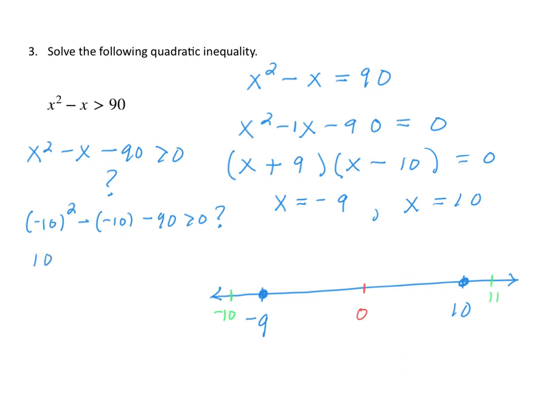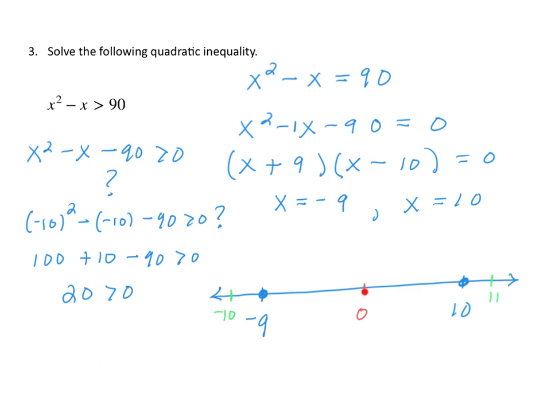Well, that's 100. That's really plus 10 minus 90. Is that greater than 0? And the answer is yes. If you have 110 and you subtract 90, that means you have 20 left over. And this is a true statement. Since negative 10 works in this inequality, that means all these numbers work. So part of our answer is going to be everything from negative infinity up to and not including negative 9.